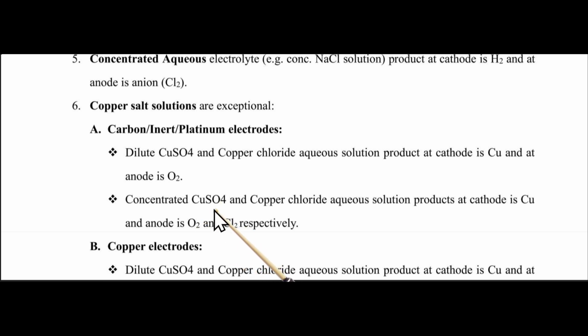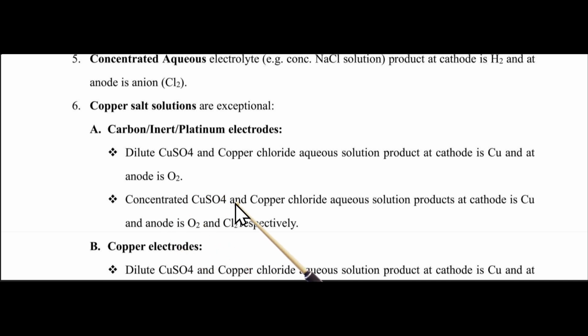Why? Because with sulfate ion, even if the solution is concentrated or dilute, it is very difficult for it to move towards the anode, or to oxidize. Sulfate ions are very difficult to oxidize. So even if there is a concentrated or dilute solution of copper sulfate, you will always get oxygen at the anode and copper at the cathode.